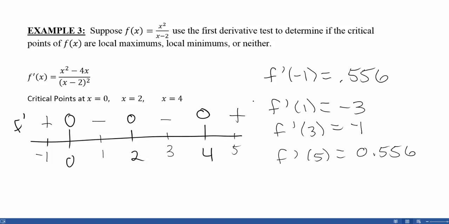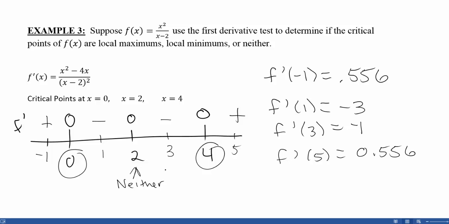So what I notice here is that I change signs at 0 and at 4. However, at 2, to the left of 2, I had a negative derivative, and to the right of 2, I had another negative derivative. So I didn't change signs there. And again, our test tells us that if you don't change signs, then your critical point is neither a local max or a local min.